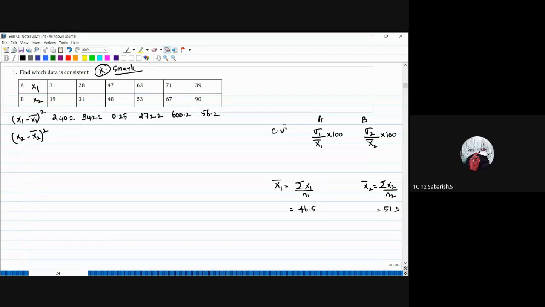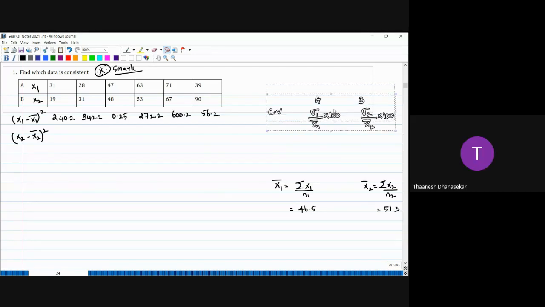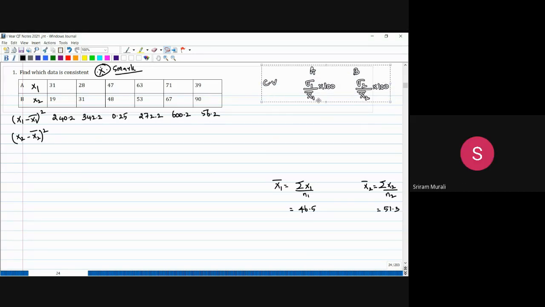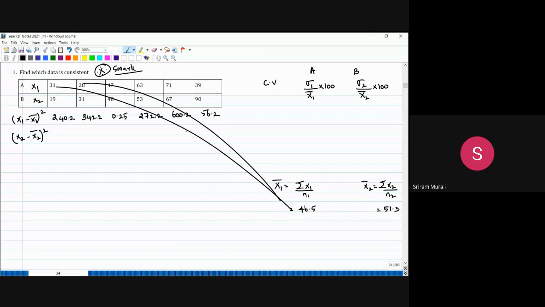Yes, sir. No, sir. What you don't understand? Sir, on taking the whole root. Whole root, I don't take any root. What is 31 minus this difference? 28 minus this difference. 47 minus this difference. And then square it. Can you not take this difference? Okay, sir. And then square it.